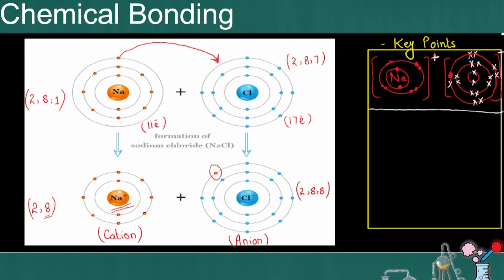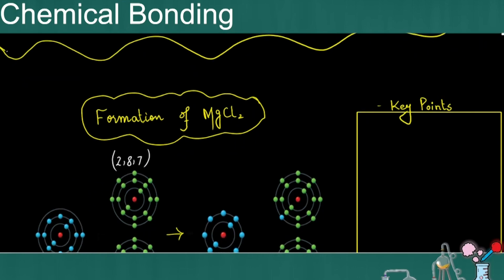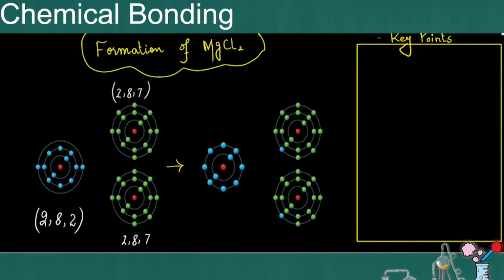All right. So let's have a look at another example, formation of magnesium chloride. As you can see, there are 12 electrons in this structure. So whose structure is this? This is magnesium. Magnesium has 2 electrons in the outermost shell. This is one, this is the second one. Okay? So it wants to donate its 2 electrons, and we have a chlorine atom.